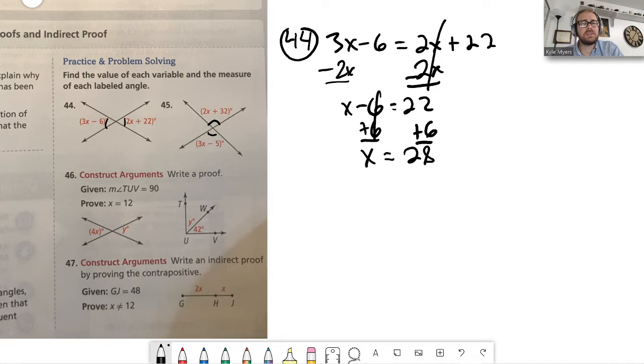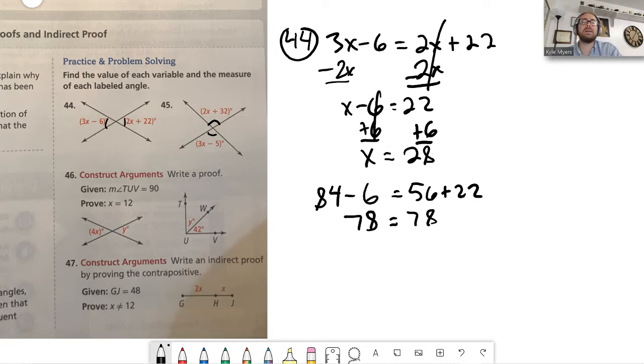So 28 times 2, I just double it, so it'd be 56 plus 22. And that's supposed to equal 3 times 28. And let's see, 3 times 28, I was about to say 4, and then I wrote 2. Goodness gracious. So 3 times 28, 3 times 8 is 24, carry the 2, 3 times 2 is 6, plus 2 is 8, so I get 84 minus 6, and that would be 78, and this would also be 78. Oh, look at that, we get the same answer.